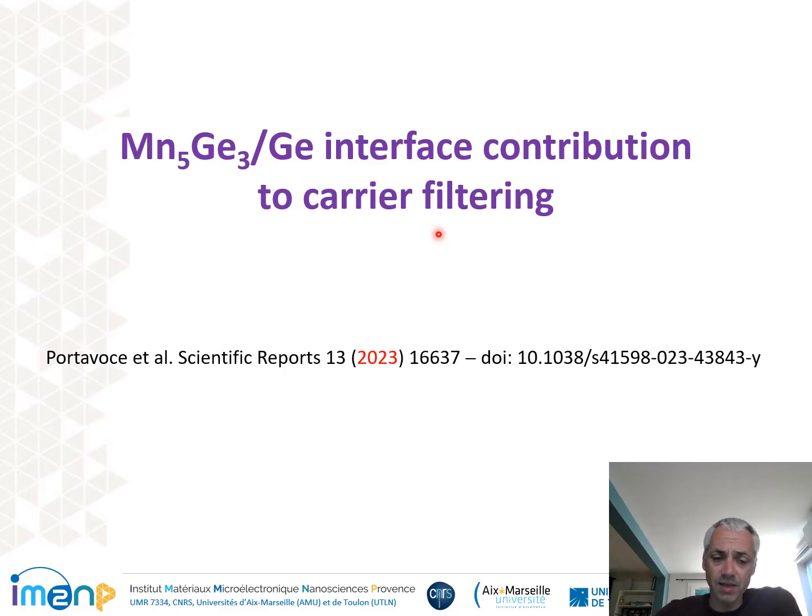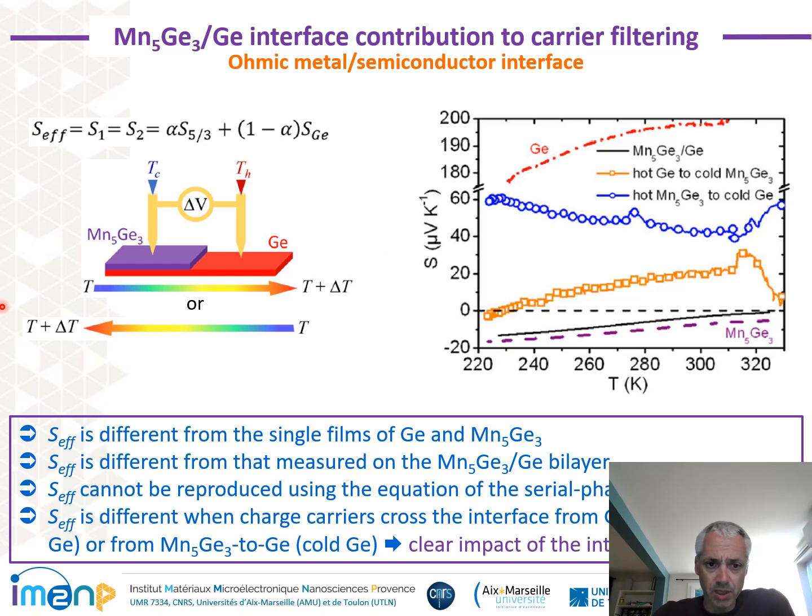So now let's investigate the contribution of this interface to carrier filtering. On this schematic, I remind you of the geometry we use for our measurements. And on this graphic, I present the variation of the Seebeck coefficient versus temperature. In the case where the germanium is placed on the cold side, which means that in this schematic the temperature gradient is in this direction. And here in orange, the case of germanium placed on the hot side, which means that in this case the temperature gradient is in this direction.